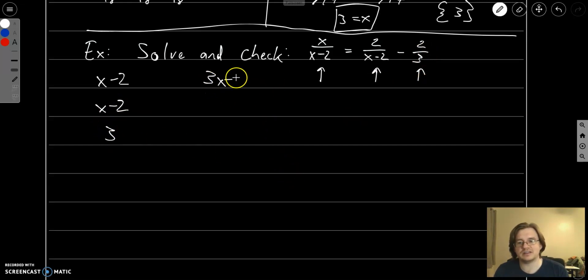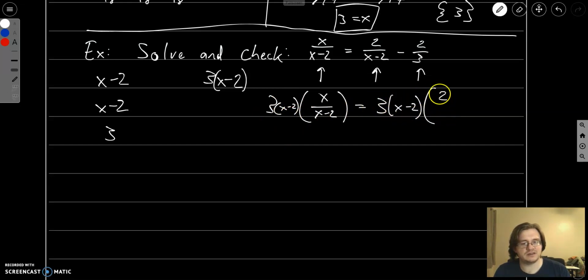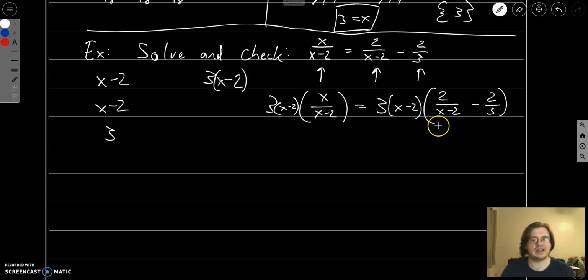So my least common denominator is going to be 3 times x minus 2. I'm not going to expand this because some of these factors will cancel. So, to show you what I mean, let's multiply both sides by 3 times x minus 2. 3 times x minus 2 times everything. Whatever you do to one side, you have to do to the other side, and if you're going to multiply something by a number, you've got to multiply the entire side. So this is why I put the entire right-hand side in parentheses.